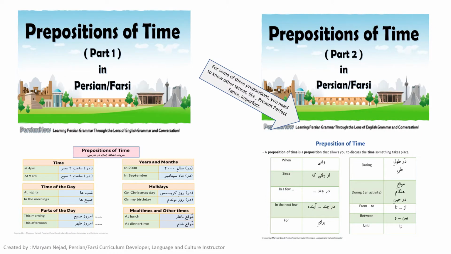Before we start this lesson, please note that there are two parts to this topic. In this lesson, we are going to learn part 1, but for part 2, we first need to know a few more tenses. For example, we need to know present perfect and imperfect. So once we go over those tenses, then I will go ahead and publish part 2. At the time this video is published, part 2 is not out yet, but once we go over the tenses, you will see part 2 as well.